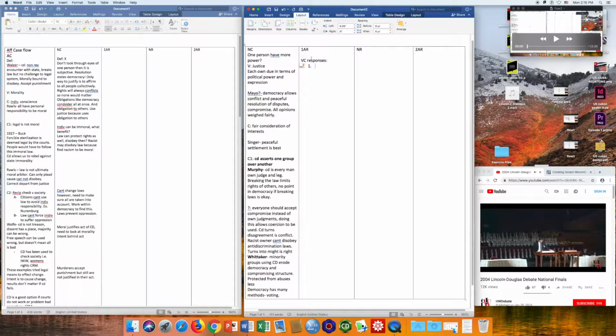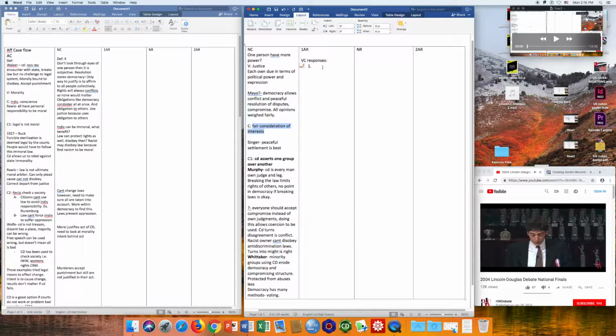In his last speech, the negative tells you that we need to have fair consideration of the interests of individuals. Then in cross-examination, although it was a little hard to hear, we set up 4 planks that I need to meet in order to meet his standard. The first is that it's non-violent. Civil disobedience doesn't encompass violence because it's a non-revolutionary encounter with the state. Since the state is the organism in society that has a monopoly on legitimate violence, civil disobedience precludes any sort of violent action. That's the first plank.